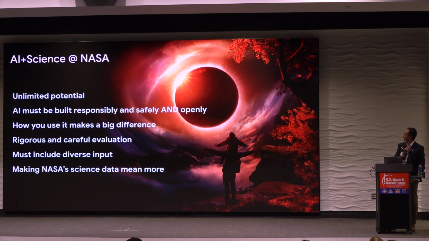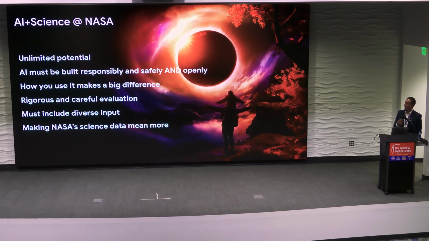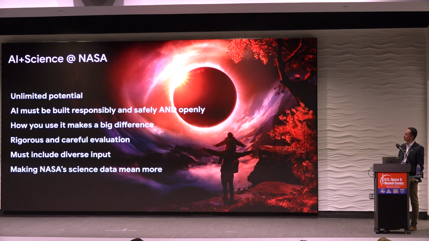All right, this is my final slide, I think. From AI and science perspective at NASA, we look at it as a tool that has unlimited potential. It must be built responsibly and safely. Safety is one of the trademarks of NASA. And for science, we want to do everything in the open, right? It's all about building knowledge, understanding, and we can't do that without being open. One thing we realized is how you use it makes a lot of difference, just like any other technology, right? You can put a model in the open, but how people use it makes a big difference.